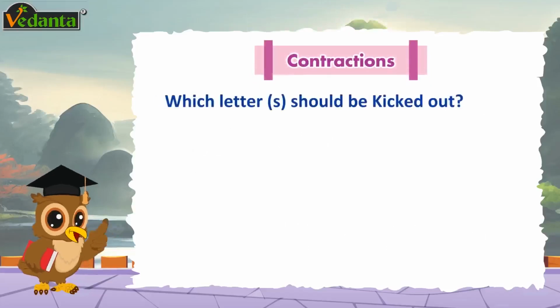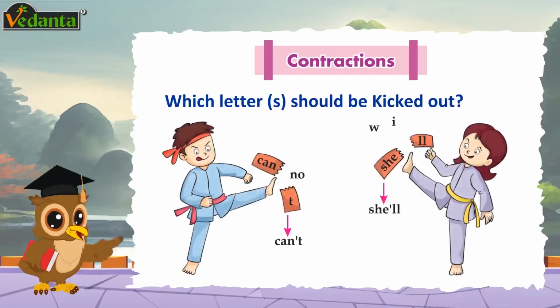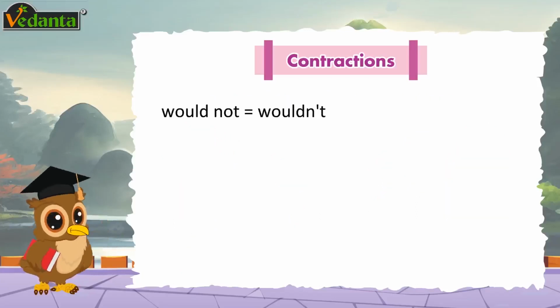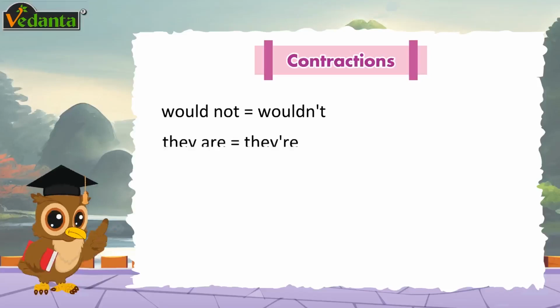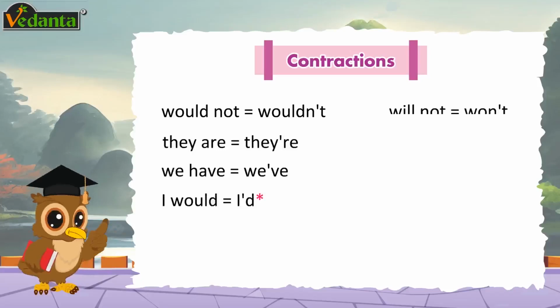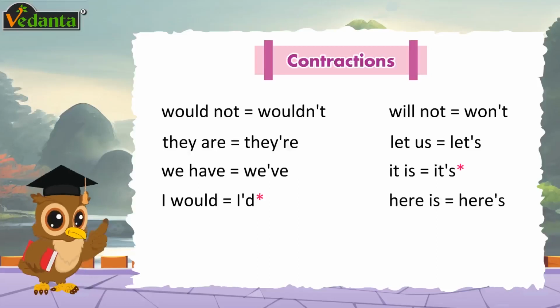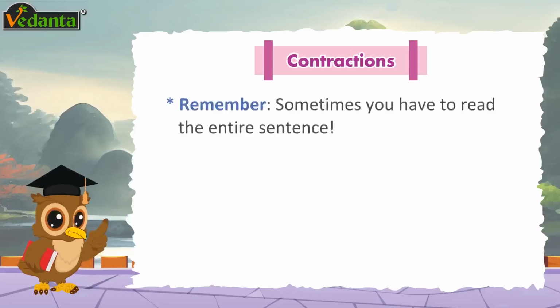Contractions. Which letter should be kicked out? Can, no, T, can't. Should. Would not, wouldn't. They are, they're. We have, we've. I would, I'd. Will not, won't. Let us, let's. It is, it's. Here is, here's.